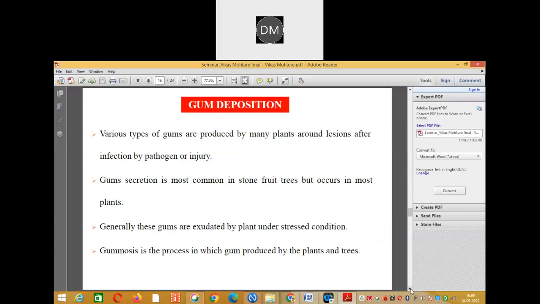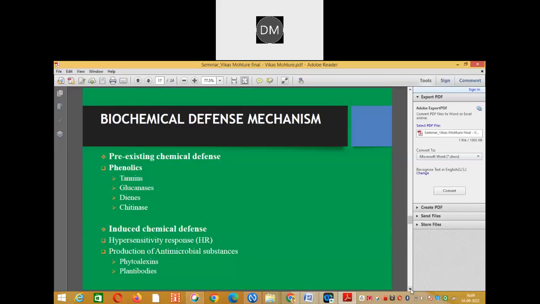Then again, in certain plants there is a formation of gum. Various types of gums are produced by many plants around the lesion after infection by the pathogen or after injury. Gum secretion is most common in stone fruit trees, but occurs in most plants. These gums are exuded by the plant under stress conditions, and they prevent the entry of the pathogen to the next level.